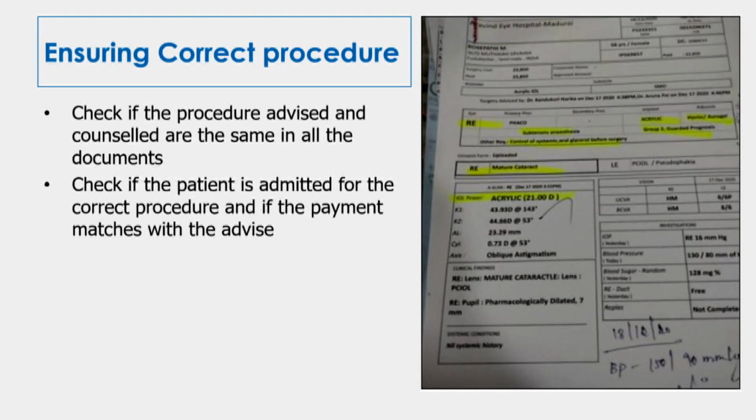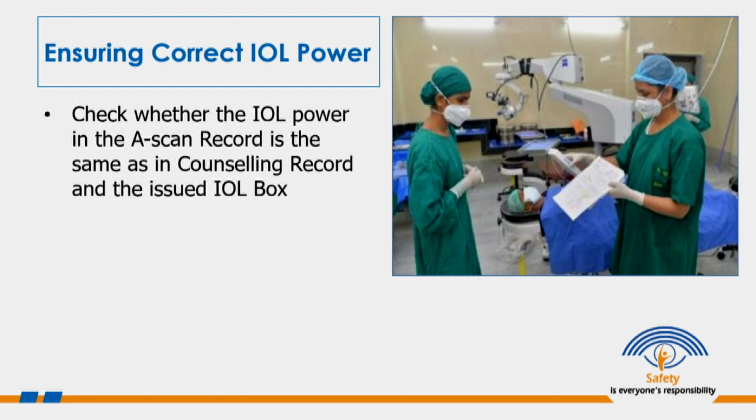Second, it's about the correct procedure. The correct procedure is documented in our case in this preoperative record, in the counseling record, and also in the consent form we have taken from the patient. So in these three places, we need to see that the same procedure is being reflected. That becomes very important.